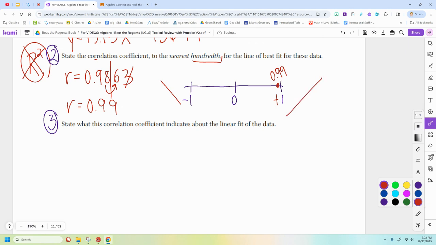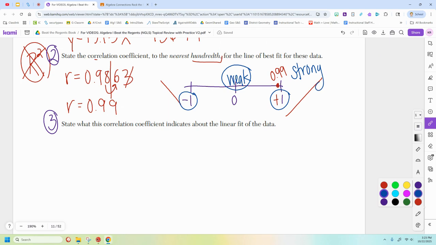The thing that's exciting about this one is it's asking what the coefficient tells us about the fit. If we're near 0, we are weak. It is a poor fit. But if we are near +1 or near -1, we are strong. It is a good fit.